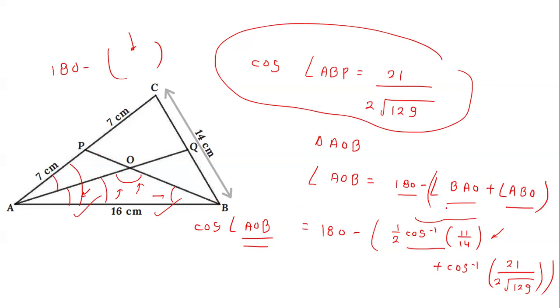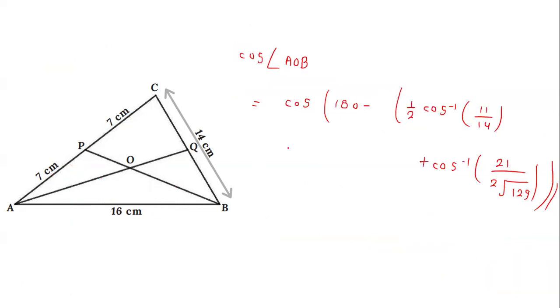So this particular angle BAO will become half of cos inverse of 11 by 14. And this angle we calculated as cos inverse of 21 by 2 root of 129. So we know this. Now we have to find the cos of this angle, so we can take cos on both sides. So cos of the angle AOB is equal to cos of this whole thing.